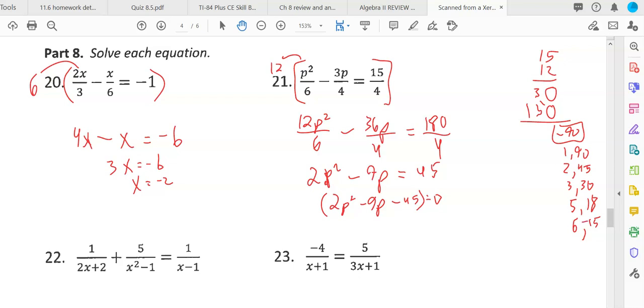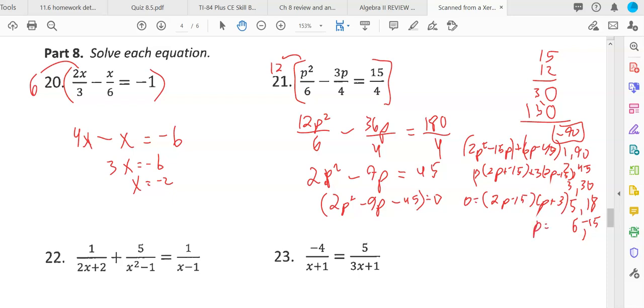Okay, so I'm using the AC method here. So it's going to be 2p squared minus 15p plus 6p minus 45. So I'm grouping the first two, grouping the second two. So I get, let's see, p times 2p minus 15 plus 3 times 2p minus 15. So I'm going to regroup it as 2p minus 15, and the leftover is p plus 3 there. So that's going to be p equals -3.